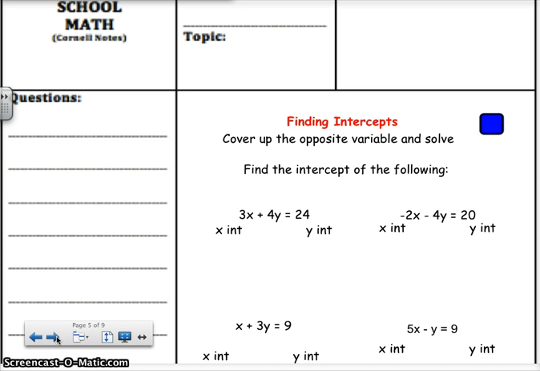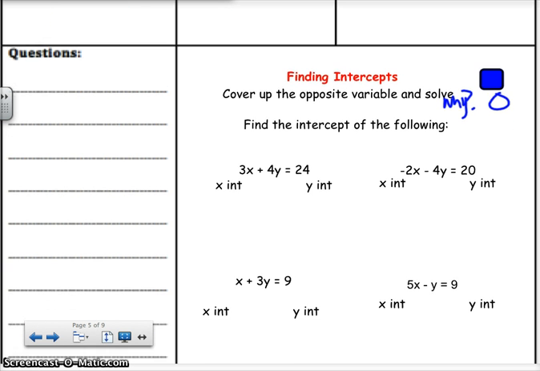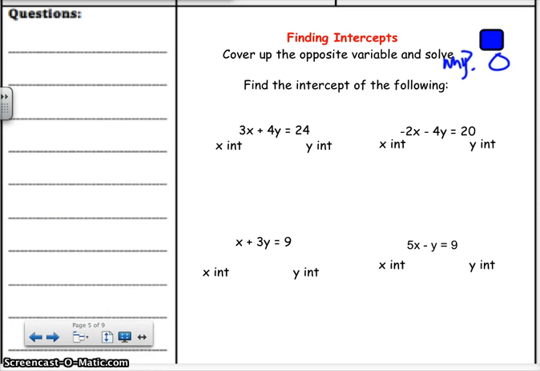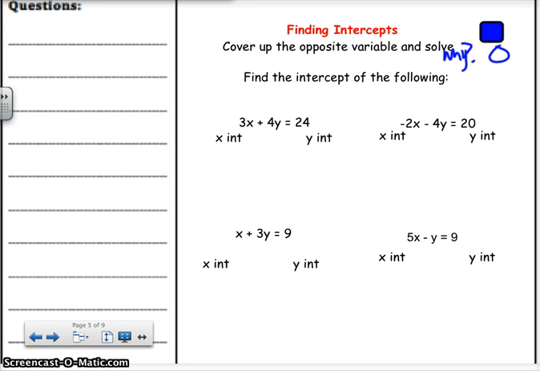The trick that I use, I cover up the opposite variable and I solve. The reason why you might ask, do I cover it up? Because it's going to be 0. Anytime something's 0, I can just get rid of it, right? So we're going to apply this. This is your main learning target today. You need to be able to find intercepts.